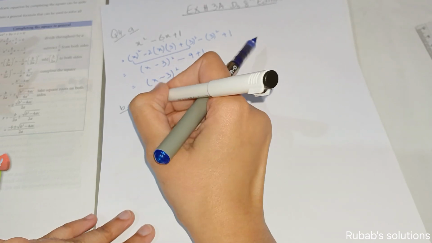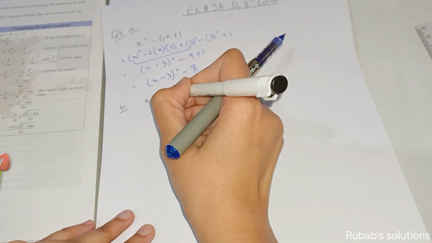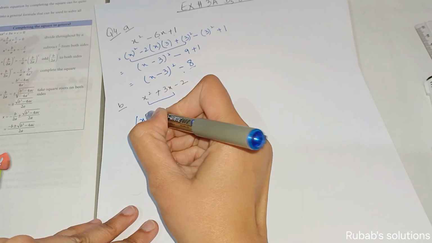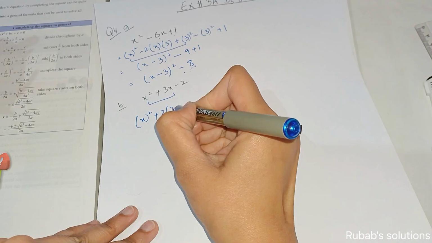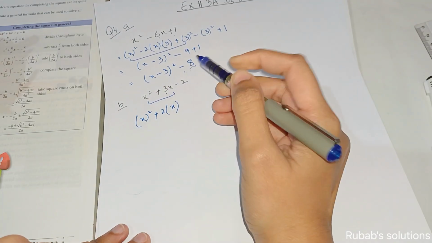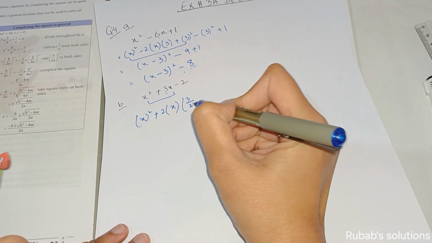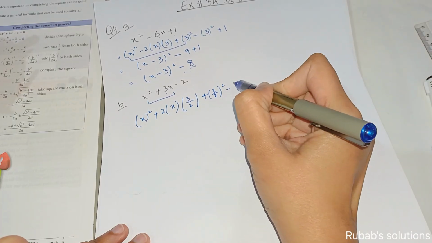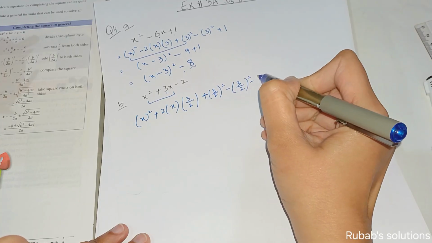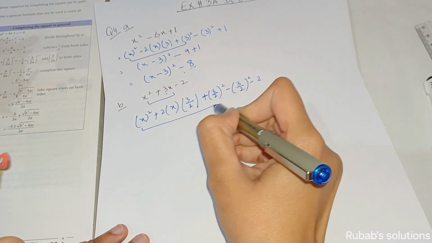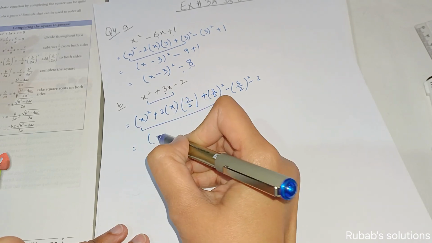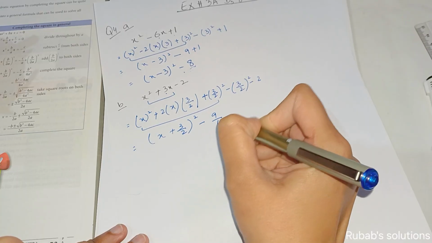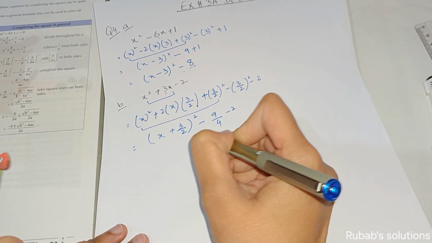Okay, part B is x square plus 3x minus 2. Again you have to take only these two terms, that is x square plus 2, a is x, b is, now you want this 3, so that means you will write 3 divided by 2, plus 3 divided by 2 square minus 3 divided by 2 square minus 2. Over here I will apply the formula that is x plus 3 by 2 whole square minus, it is 9 by 4 minus 2. So I have to simplify these two terms.